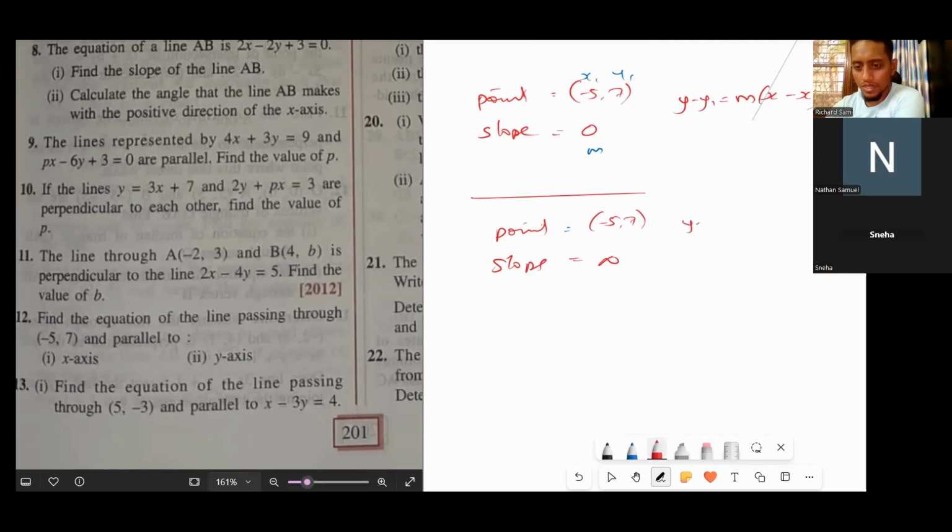So here y minus y1 is equal to m into x minus x1. That's y minus 7 is equal to infinity into x minus, x plus 5. What's the answer behind? You check the answer. X plus 5 is equal to 0.